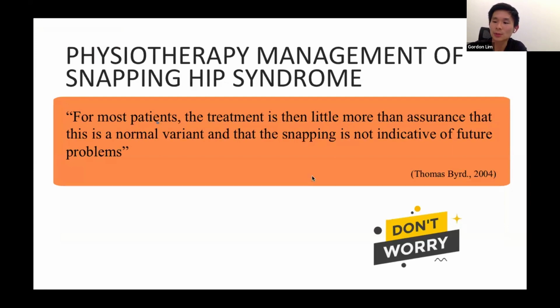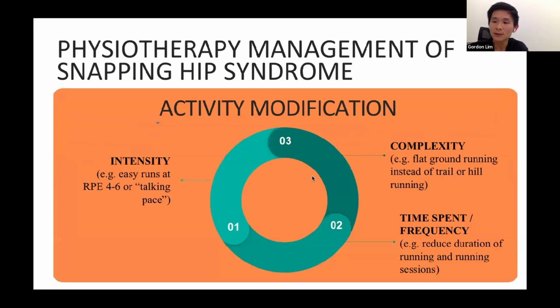When it comes to physiotherapy management of patients with pain-free snapping hip syndrome, Dr. Thomas Bird mentioned in his paper that for most patients, the treatment is then little more than assurance that this is a normal variant and that the snapping is not indicative of future problems. Activity modification for aggravating activities can be one of the first things we will want to do as physios.